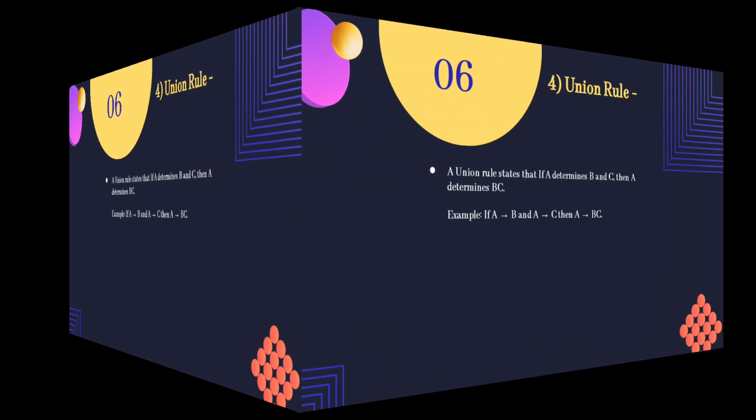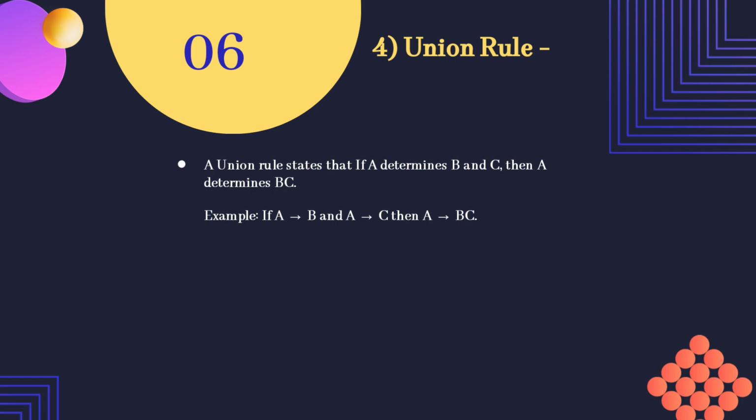Fourth rule is known as the union rule. The union rule states that if student determines faculty and student determines course, then student can also determine faculty and course. For example, if A determines B and A determines C, then A also determines BC.